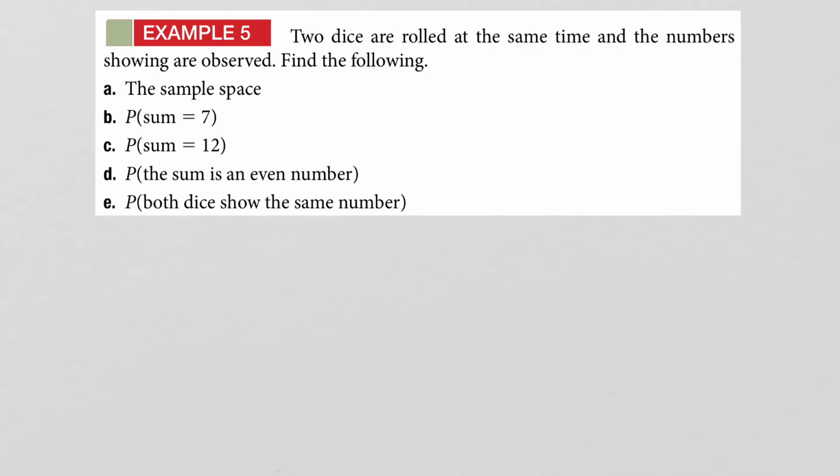Now let's look at a slightly more interesting problem. Suppose now that 2 dice are rolled at the same time and the numbers showing are observed. And we're going to add those numbers, okay? So first of all, what is the sample space? What is the list of all the different possible ways that 2 dice can land? For this, I'm actually going to bring in a picture.